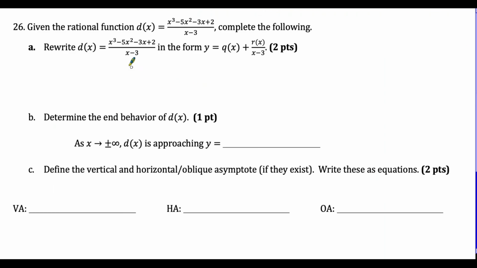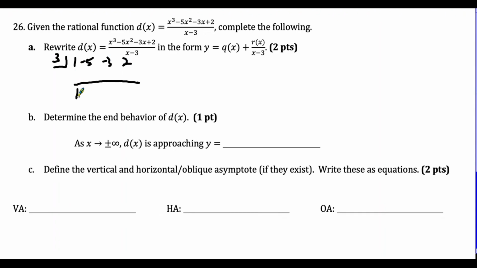On the last problem, I first want to rewrite this rational function in the form of quotient plus remainder. To do that, I need to actually do the division. I need to synthetically divide. So up in my box, I'm going to put the value that makes the denominator equal to 0. That would be positive 3. And then I'm going to list out the coefficients of my numerator. So 1, negative 5, negative 3, and 2.